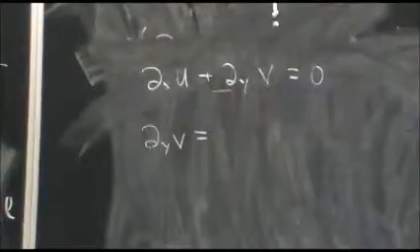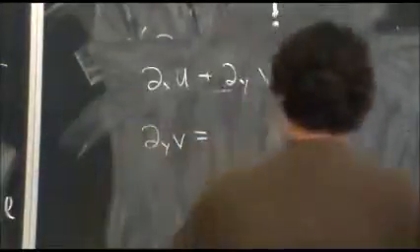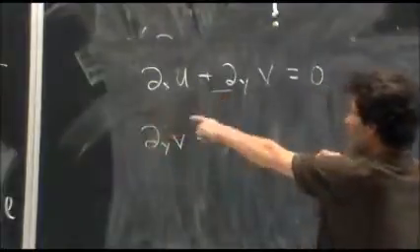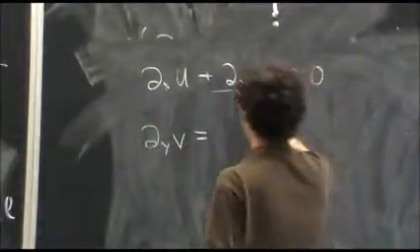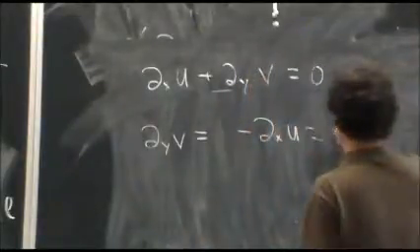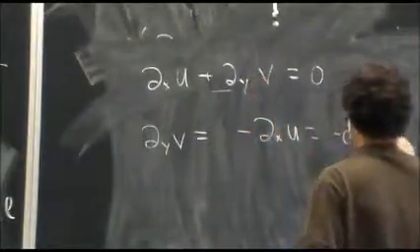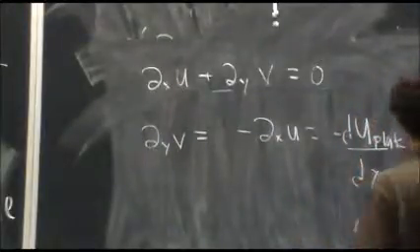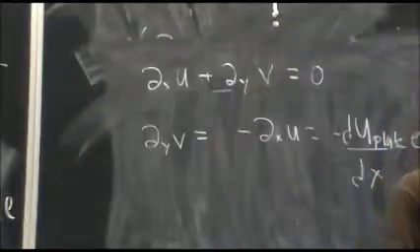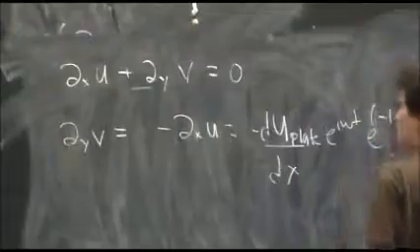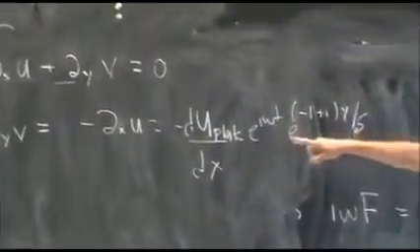Now one can be more precise about this, and you can spend an hour calculating the corrections, but I'm going to ignore that because I want to make another point. This formula basically still holds, and therefore using it, I can calculate dyv, which is minus dxu, equal to minus dU plate/dx times e to the i omega t times e to the minus (1 plus i) y over delta. I have the y dependence, so now I can just integrate this.